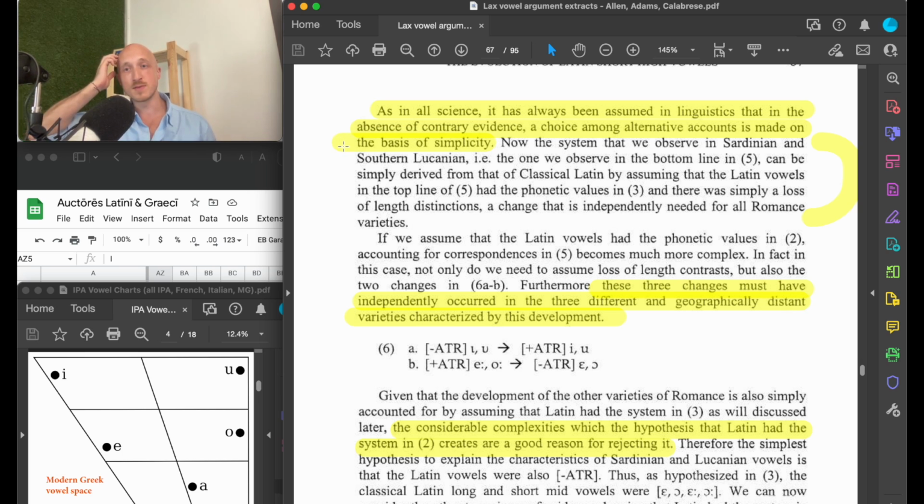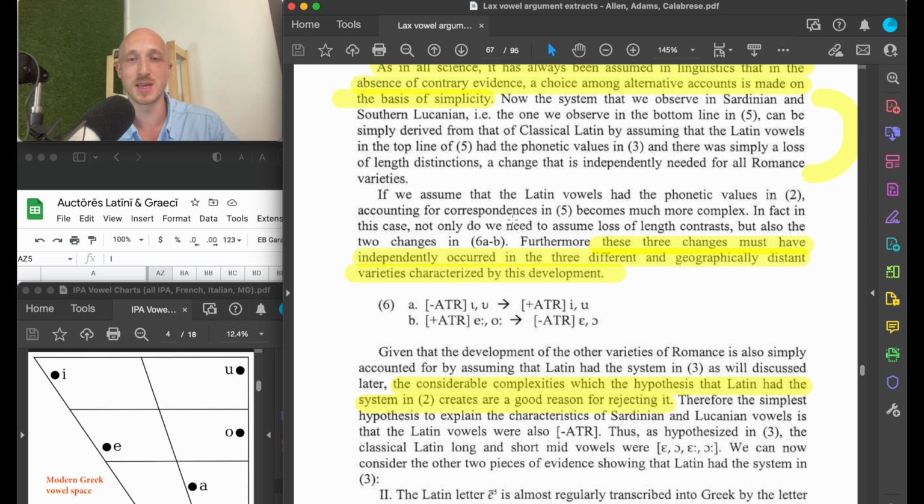Now, the system that we observe in Sardinian and Southern Lucanian, that is, the one we observe in the bottom line and 5 above that we just looked at, can be simply derived from that of classical Latin by assuming that the Latin vowels in the top line had the phonetic vowels in 3. So, assuming that we go from short E into E, and E into E, and U into U, and O into O. Simply a loss of length distinctions, a change that is independently needed for all Romance varieties. If we assume the Allen system, it becomes so much more complex.